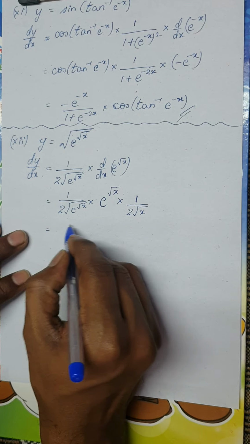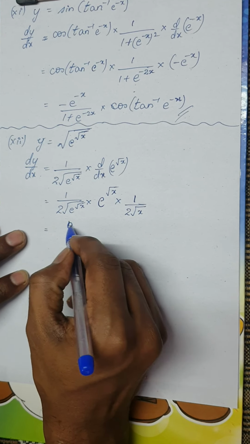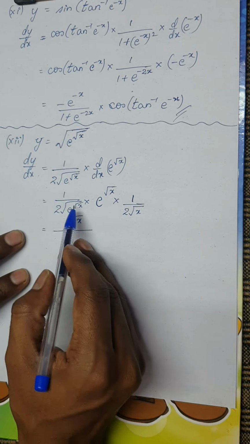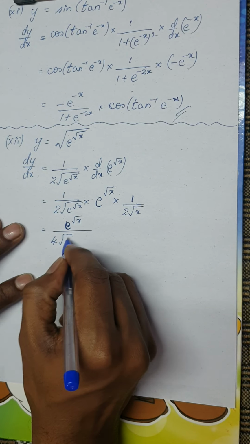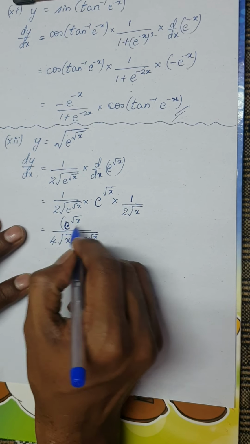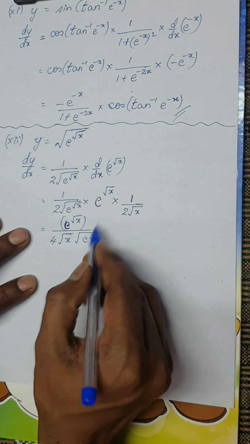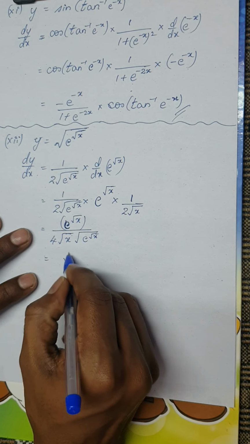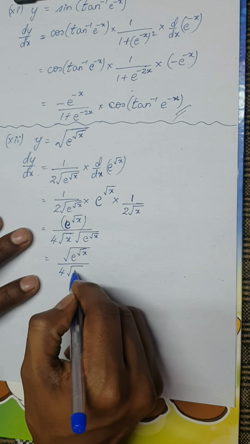So this is nothing but, in the numerator, you can multiply e power root x itself, e power root x divided by, I have 2 into 2 will give me 4, root x into root of e power root x. Remember, I have the full power 1 here and I have a half power for e power root x. You can cancel the half power, so that you can also write this as root of e power root x divided by 4 times root x.